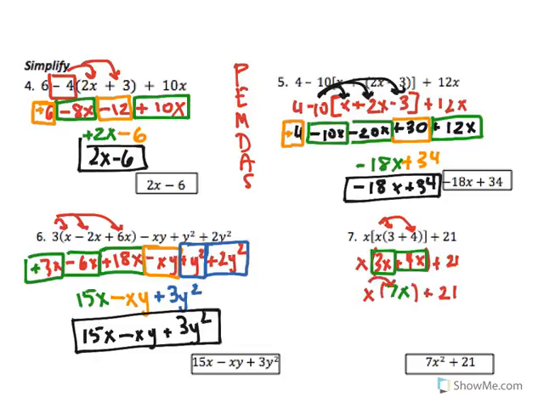I want to get rid of the other set of parentheses. I get 21x. Oh wait, no, that's not 21x, sorry. I get 7x squared plus 21. There's nothing else I can combine. My answer is 7x squared plus 21.